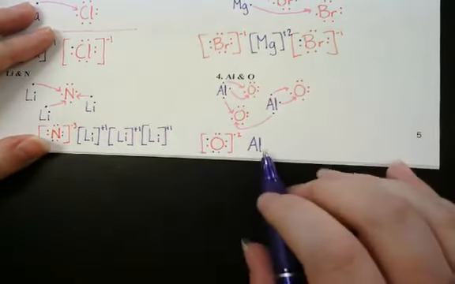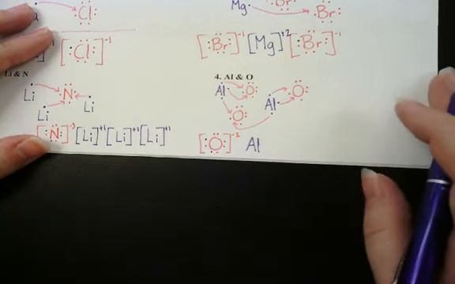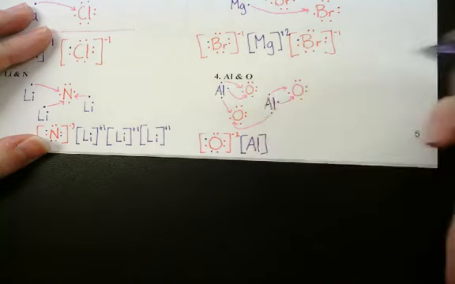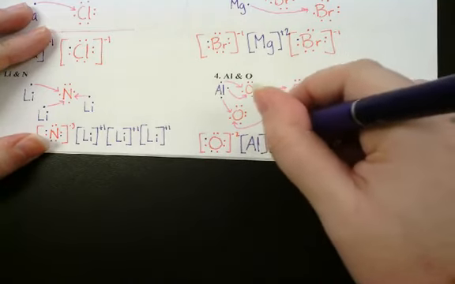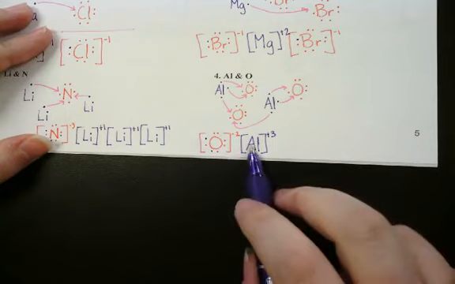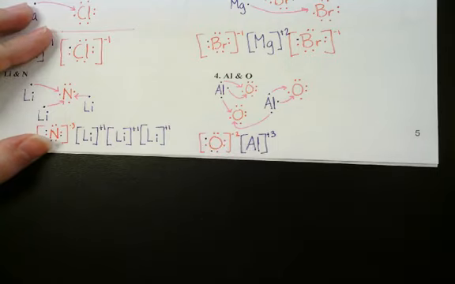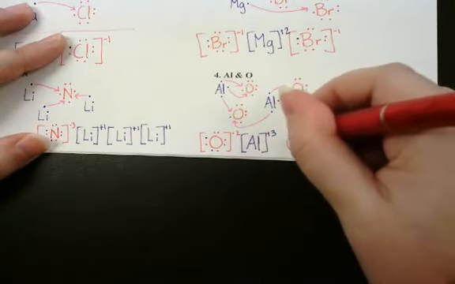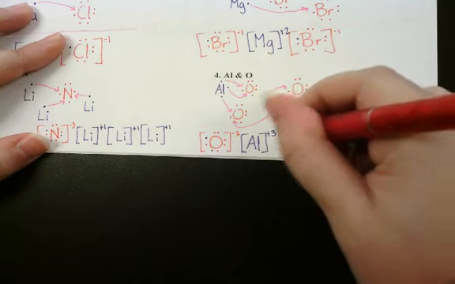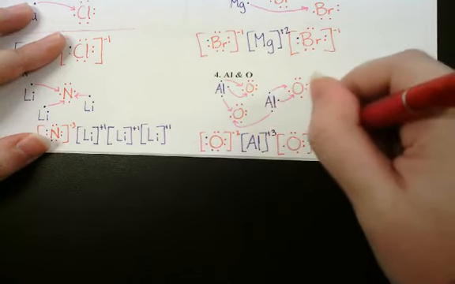Okay, so then we've got aluminum. How many dots should aluminum have? None. So then brackets and what charge? +3. Okay, so we've got 1 of each, and now we'll just keep adding until we have 3 oxygens and 2 aluminums. And they should all look exactly the same.